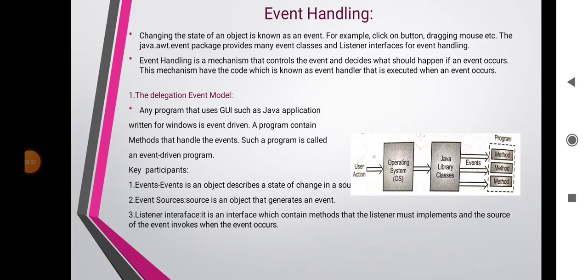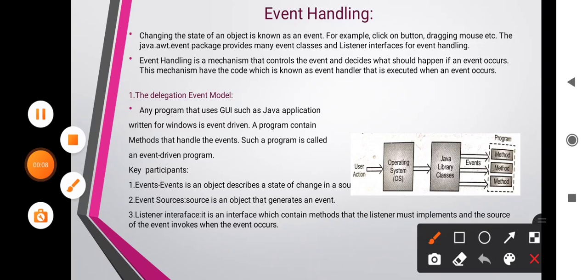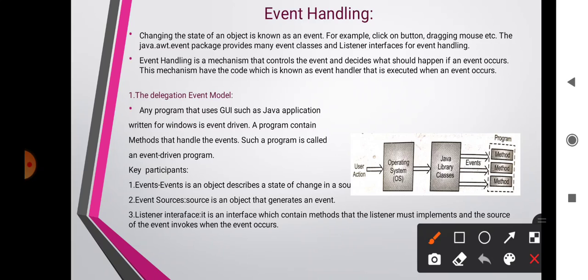The next topic is event handling. Changing the state of an object is known as an event. For example, clicking a button, dragging the mouse, etc. The java.awt.event package provides many event classes and listener interfaces for event handling.